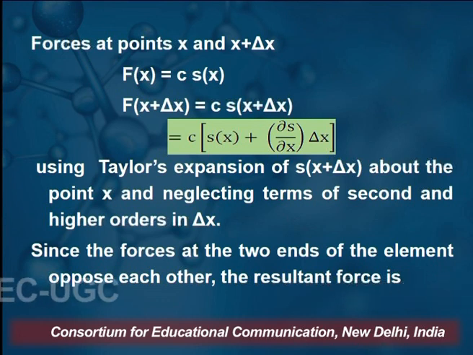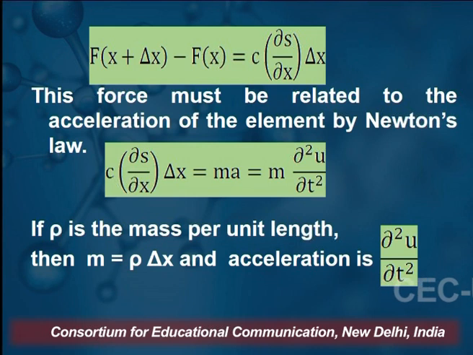The forces at the two ends of the element are opposite to each other. So, the resultant force will be the difference between these two forces. So, Fx(x + delta x) minus Fx(x) will be equal to C del S by del x into delta x. Now, this force must be related to the acceleration of the element by Newton's second law.